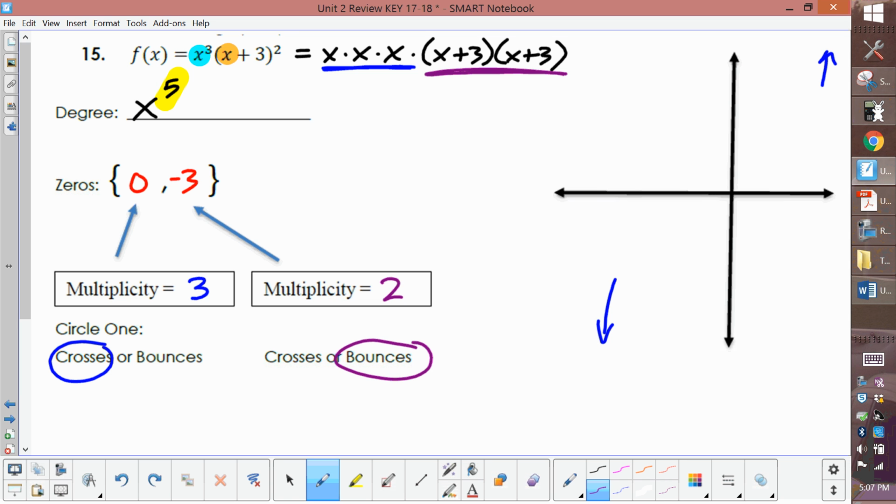Okay, so I'm going to go ahead and plot these points. I'll make a dot here at -3. I'll make a dot here at 0. I want a graph that bounces off -3 and crosses at 0. So my graph is going to come up here. It will bounce off -3, dip down, cross 0, and then we'll end in this direction right here.